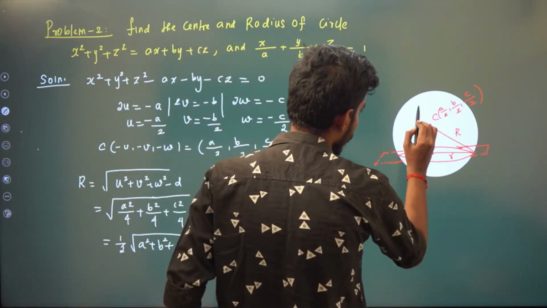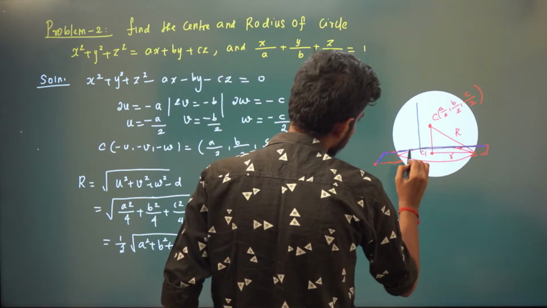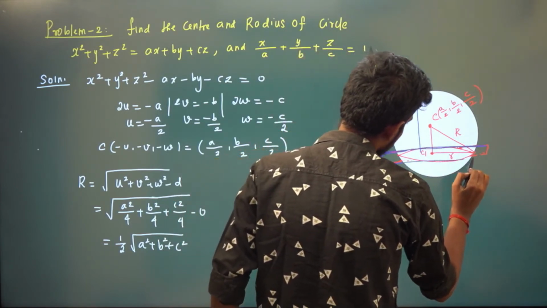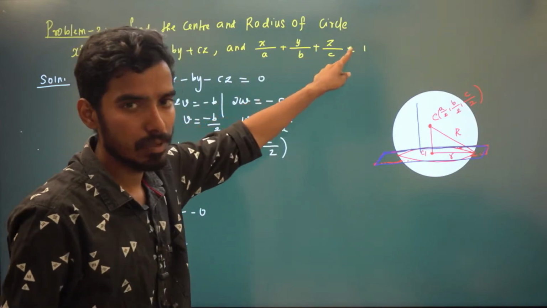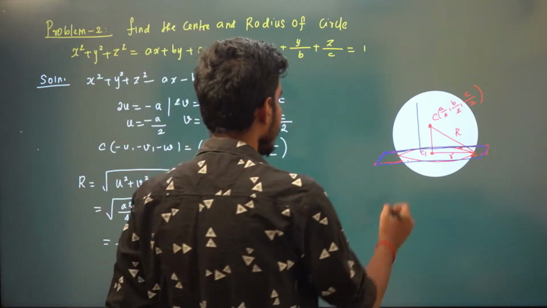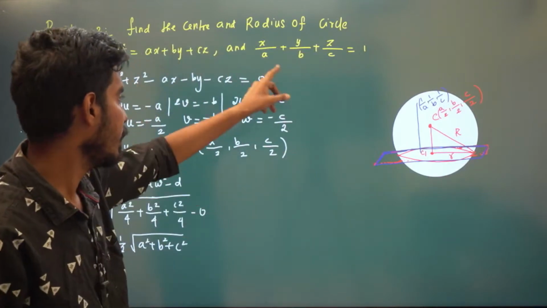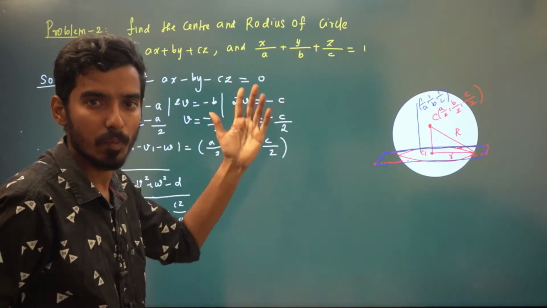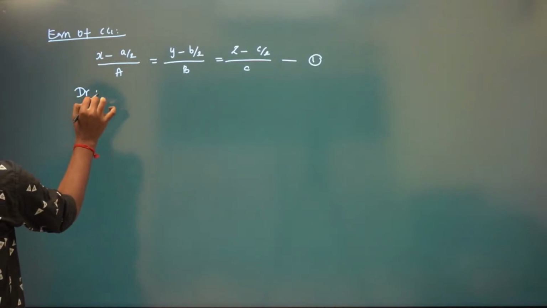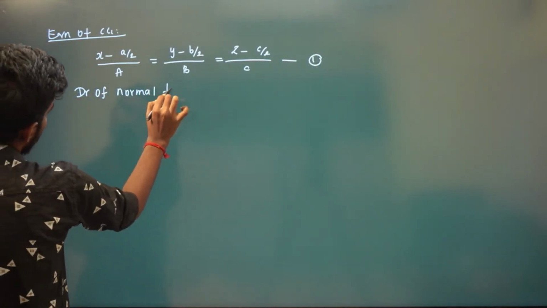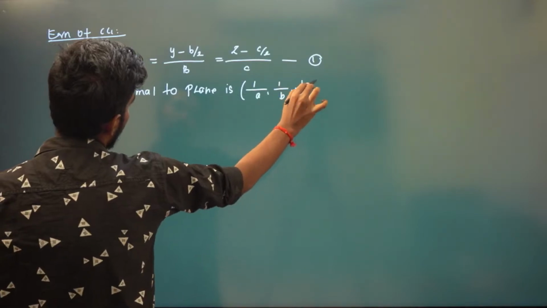Now, what is the direction ratio of the normal to the plane? You can see this is the plane. They have given this plane, right? The given equation is x by a plus y by b plus z by c is equal to 1. So 1 by a, 1 by b, 1 by c is the direction ratio of the normal to this plane, right? Ax plus by plus cz plus d is equal to 0 means a, b, c is the direction ratio. So the direction ratio of the normal to the plane is 1 by a, 1 by b, 1 by c.